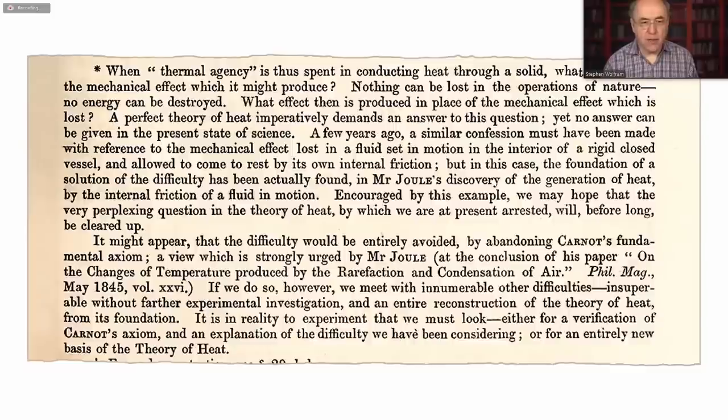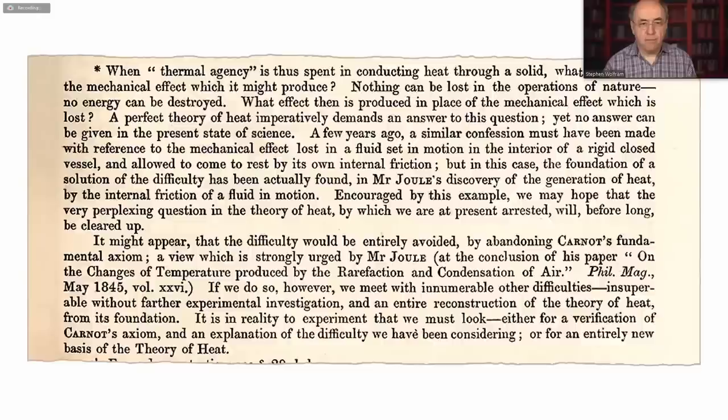It might appear that the difficulty will be entirely avoided by abandoning Carnot's fundamental axiom, a view which is strongly urged by Mr. Joule, et cetera. If we do so, however, we meet with innumerable other difficulties insuperable without further experimental investigation, an entire reconstruction of the theory of heat from its foundation. It is in reality to experiment that we must look, either for a verification of Carnot's axiom, an explanation of the difficulty we've been considering, or an entirely new basis of the theory of heat.